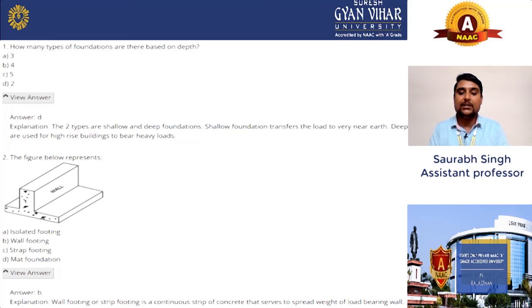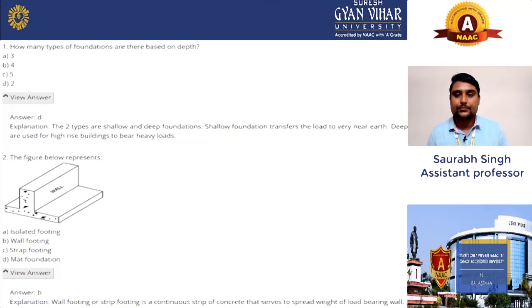Shallow foundation transfers the load to very near earth, and deep foundation is used for high-rise building to bear heavy load. We cannot make the shallow foundation for the heavy load. That's why we make a shallow foundation for the lightweight structure, and for high-rise building with heavy load we need to construct deep foundation. That is the difference between deep foundation and shallow foundation.